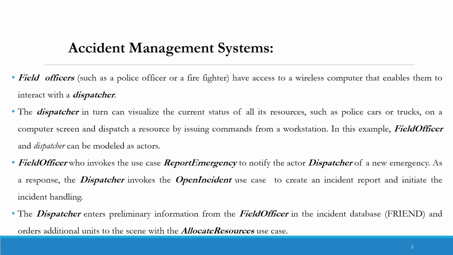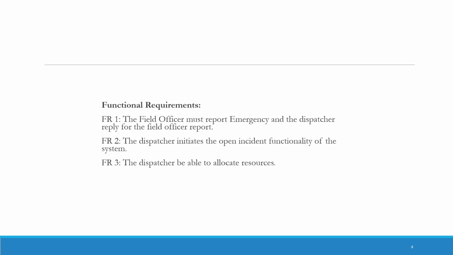From here, let's extract the different functional requirements first. Here are the functional requirements. The first functional requirement is that the field officer must report an emergency and the dispatcher replies to the field officer's report. This is the first functional requirement the system has to accomplish. The second functional requirement is that the dispatcher initiates the open incident functionality of the system. The third functional requirement is that the dispatcher is able to allocate a resource.